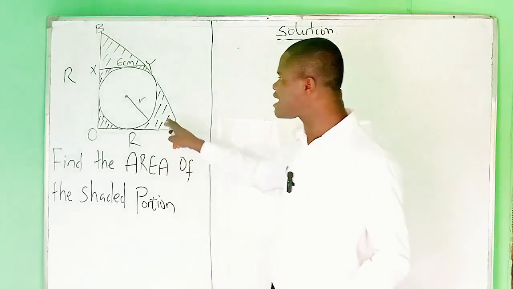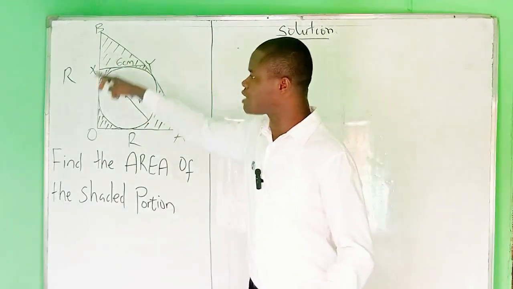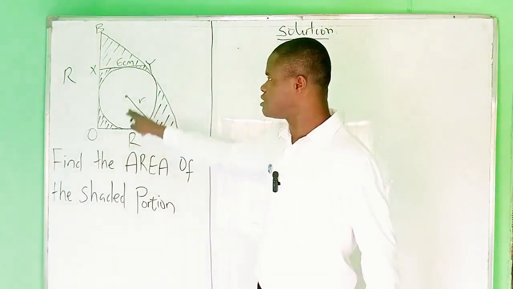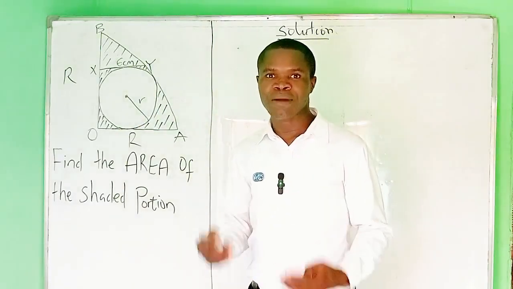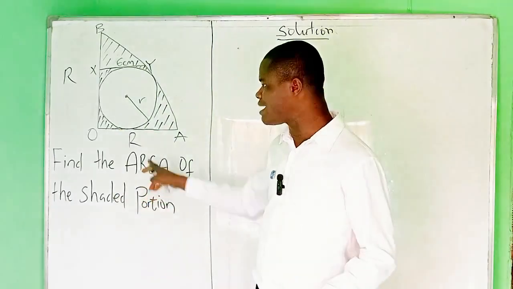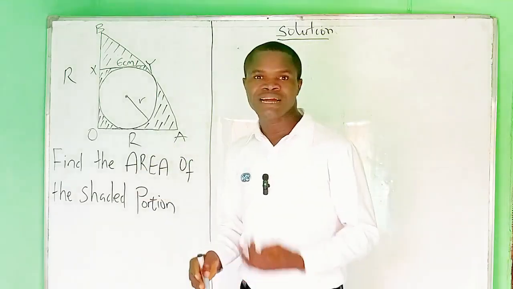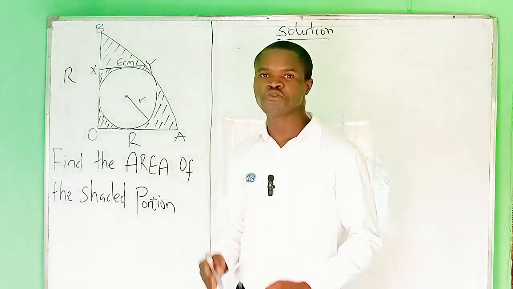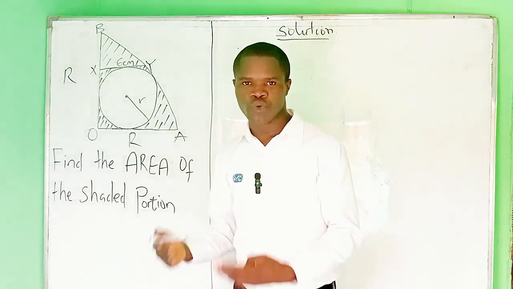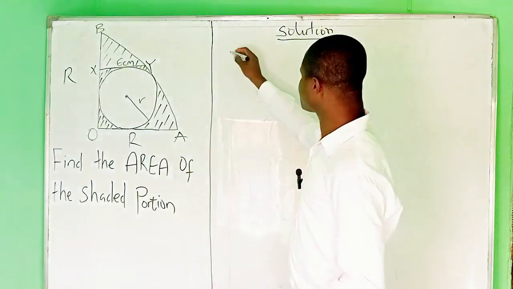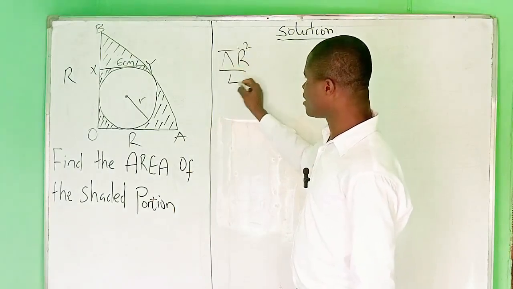So it means that the area of the shaded portion is simply the area of the quadrant minus the area of the circle. So area of a circle is given as pi r square. So it's going to be pi capital R square. But because we are dealing with a quadrant, which means a circle divided into 4 equal parts, the area of the quadrant is going to be pi r square divided by 4. That is pi capital R square divided by 4.